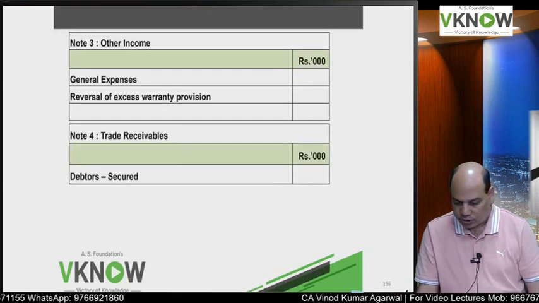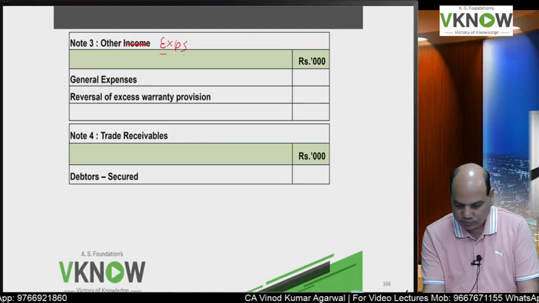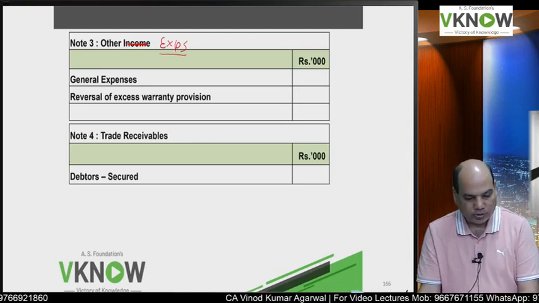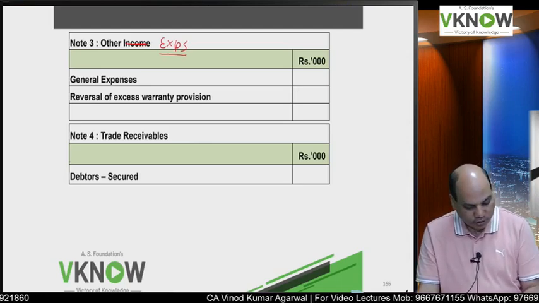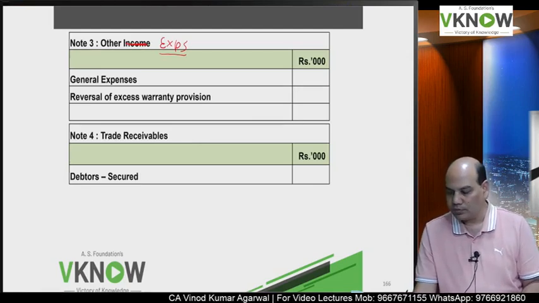Just make a small correction. Note 3 is other income; you make it other expense. Note number 3 heading is other expense. Okay, so how do you solve?